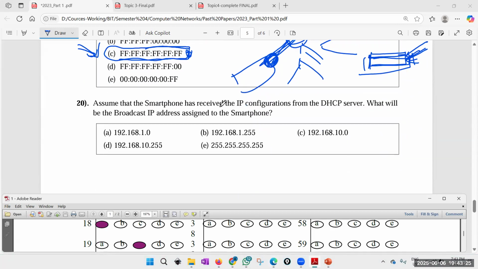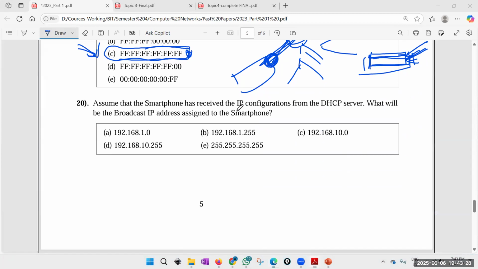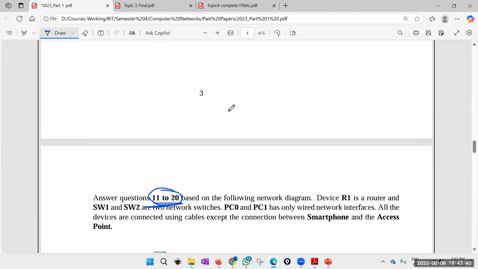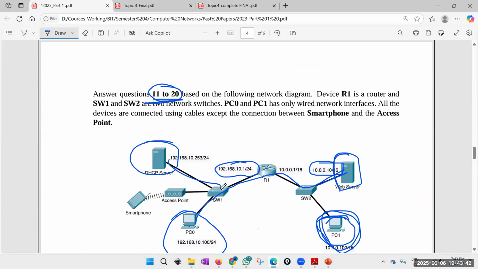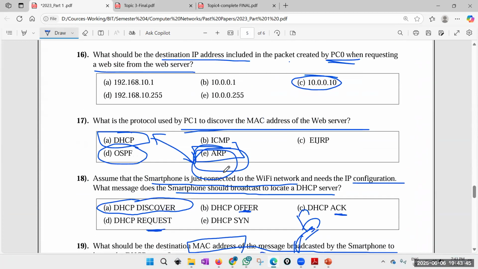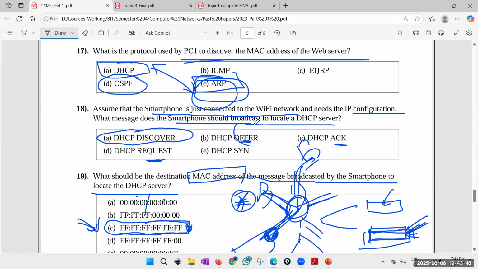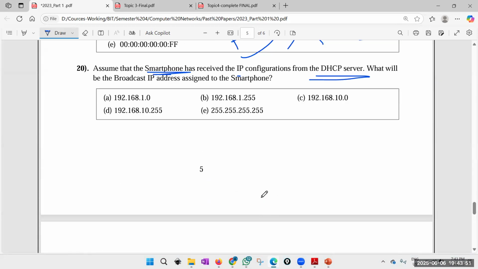Question 20. Assume that the smartphone has received IP configuration from the DHCP server. Right now, the smartphone has got the IP configuration, that means the IP address from the DHCP server. Yes, the DHCP server has offered your IP address. What will be the broadcast IP address assigned to the smartphone?